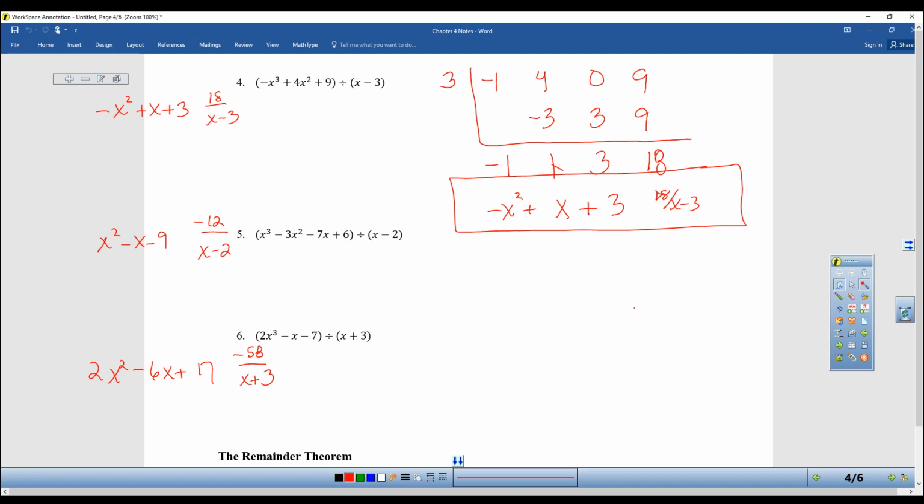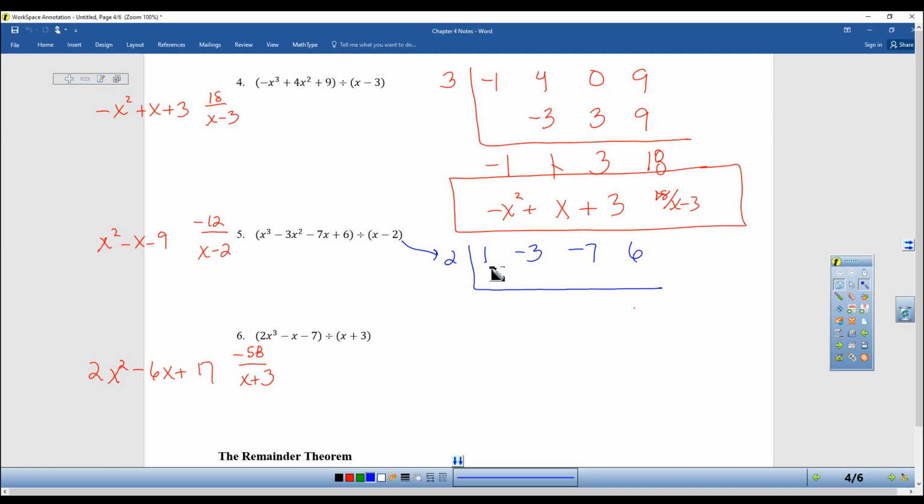This is like one of my favorite things. So fun, right? All right, next one. I put a positive 2 outside the box. And then the coefficients are 1, -3, -7, and 6. Is everybody seeing where I get those numbers?